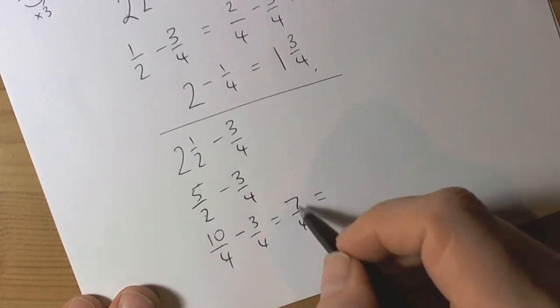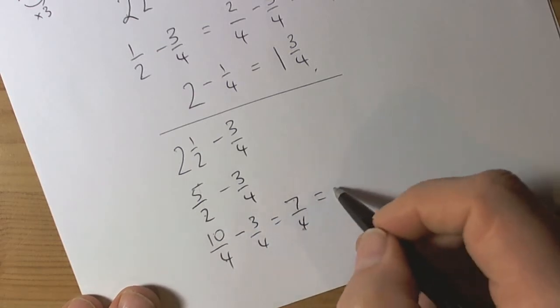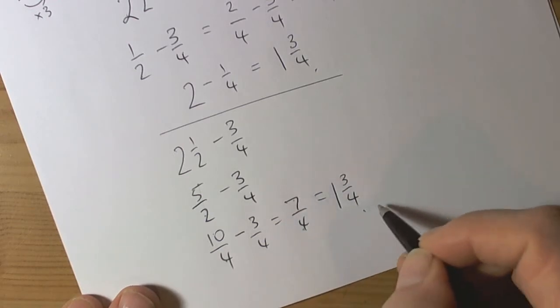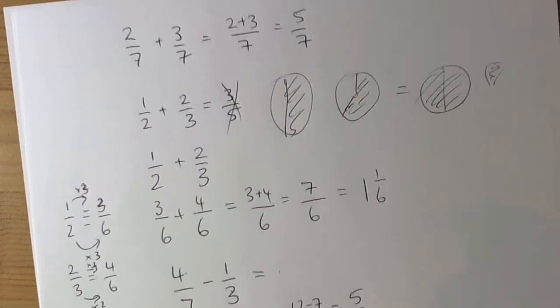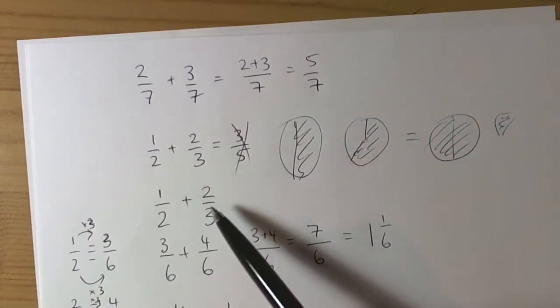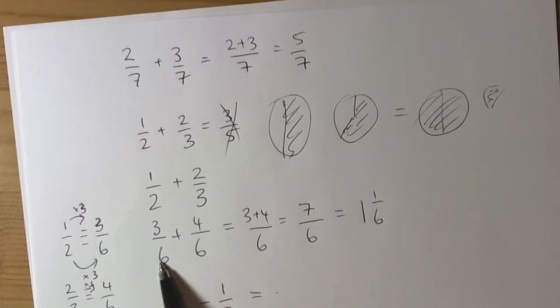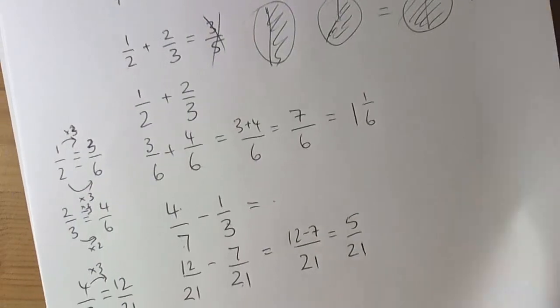And then if I turn this into a mixed number, how many 4s in 7? 1, remainder 3, 7 take away 4 is 3, so we end up with 1 and 3/4 again. So that's a quick example of how to add and subtract fractions properly, making sure that you always have a common denominator when you're wanting to add and take away.